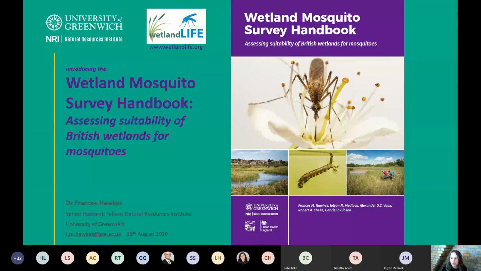So the Wetland Mosquito Survey Handbook, assessing suitability of British wetlands for mosquitoes. That's been developed over the last few years, a combination of searching information in the literature that's already been published in a variety of different formats, as well as the empirical field research that we conducted across England in these very different wetland habitat types.